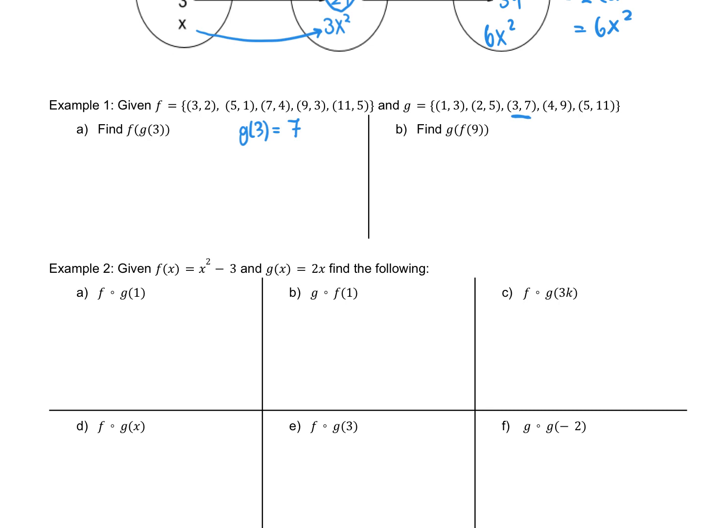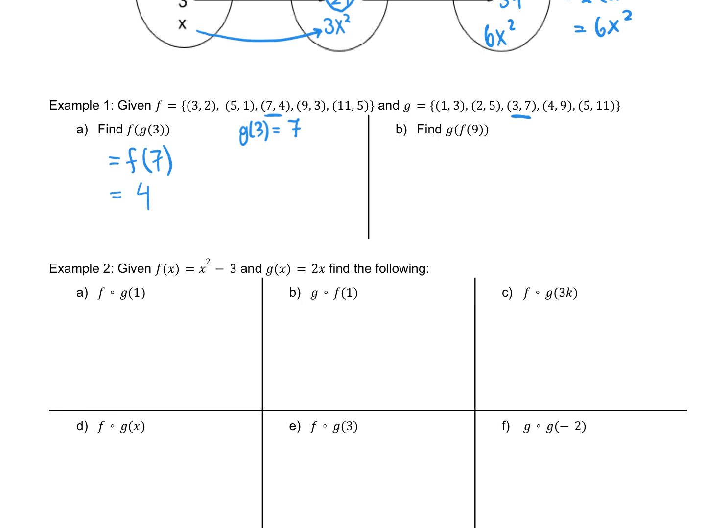Now I can replace g at 3 with 7, because that's its value. And now I'm being asked to find f at 7. In function f, when x is 7, what is y? Here's the coordinate. Y is 4.